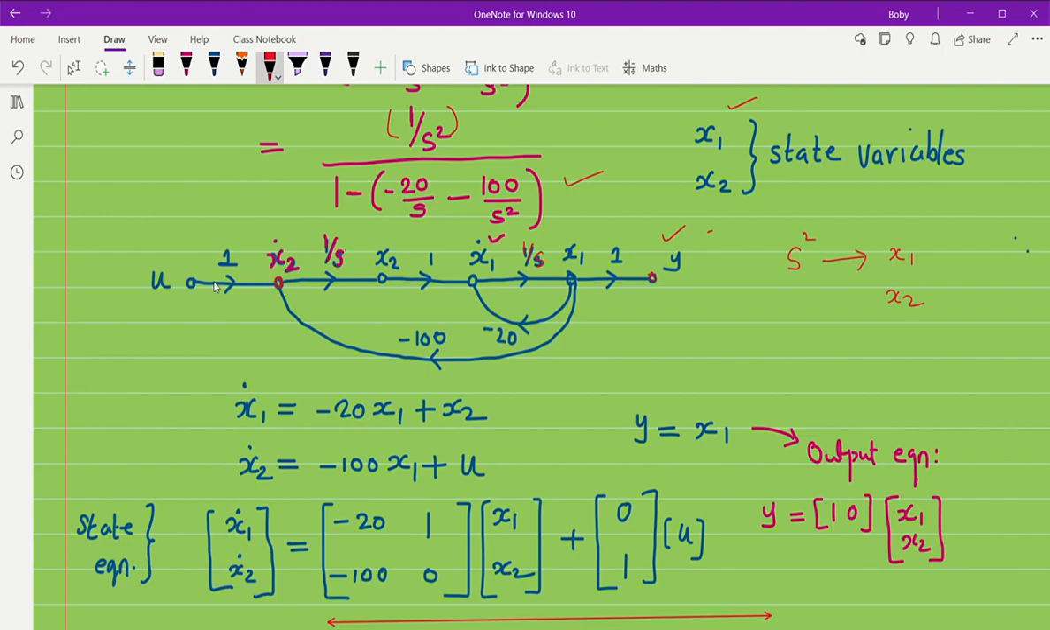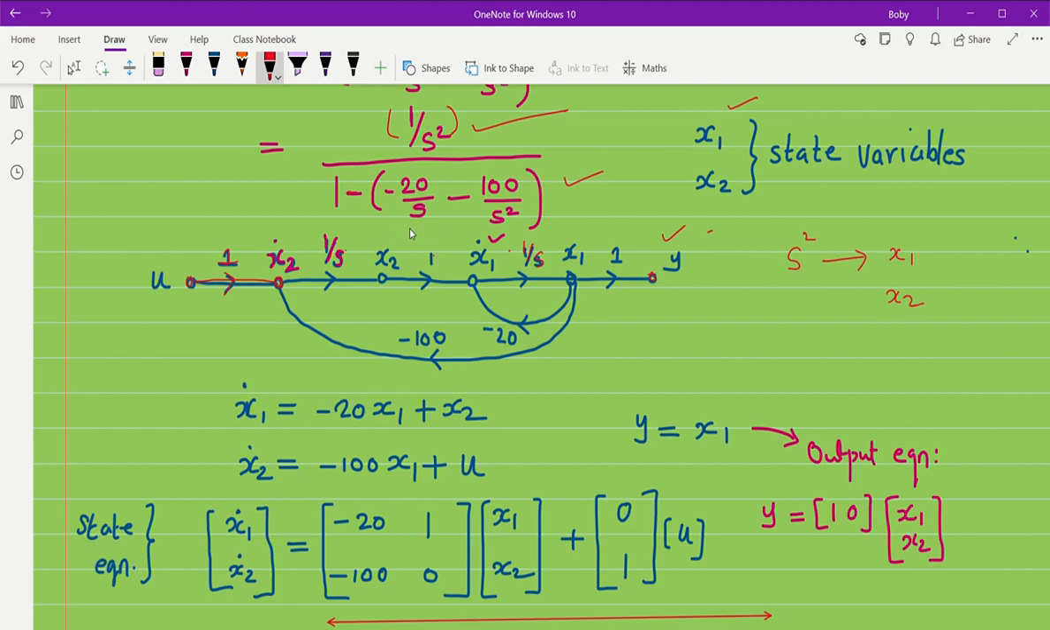We started from x2 dot. The input node u is to be connected here, and the gain of the input node is 1. We have seen this in the earlier problem. The numerator, 1 by s square, indicates the forward path. From u to the output, the total gain is 1 into 1 by s into 1 into 1 by s into 1 into 1, which is equal to 1 by s square. That indicates the numerator of the transfer function.